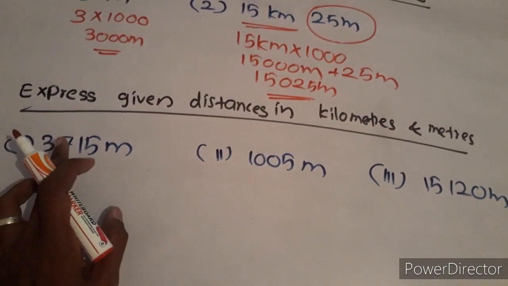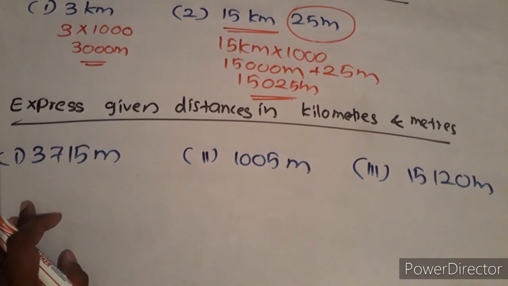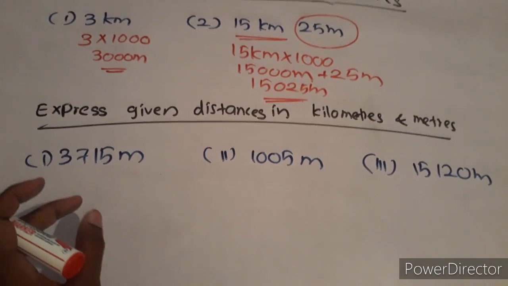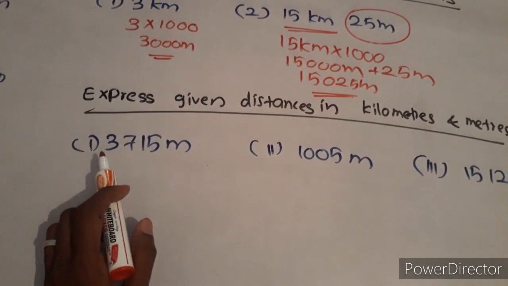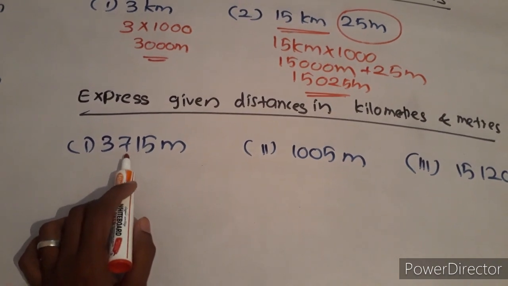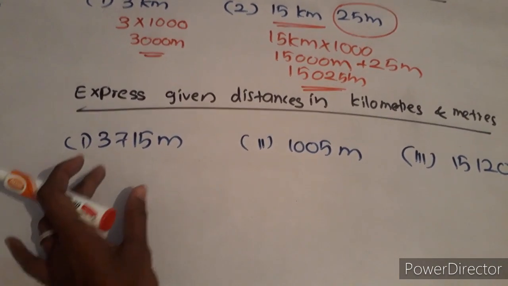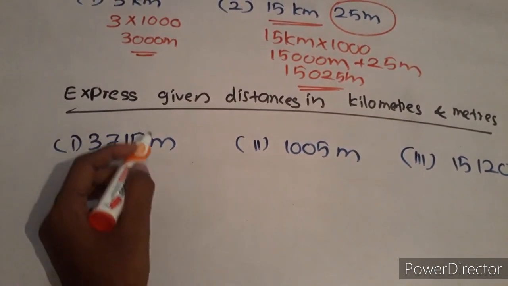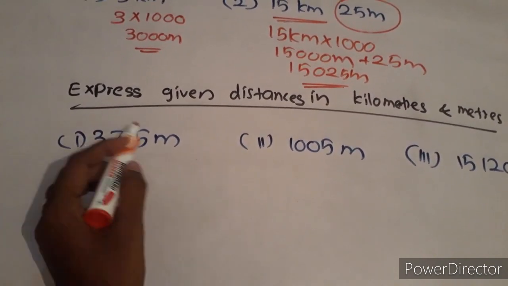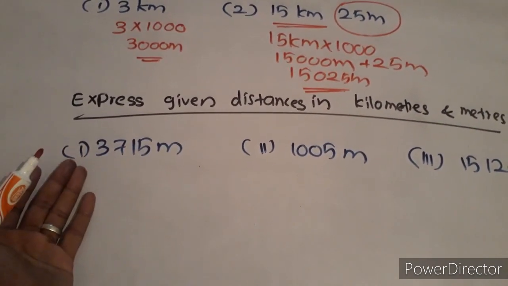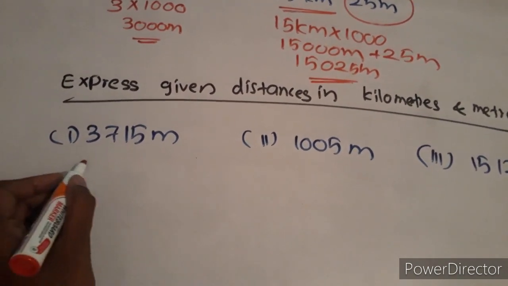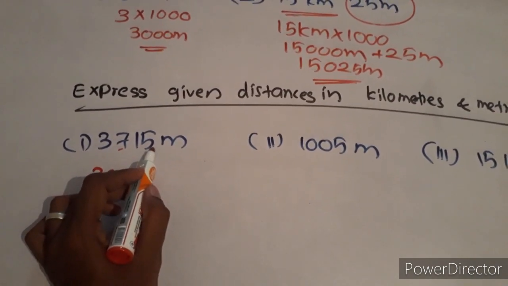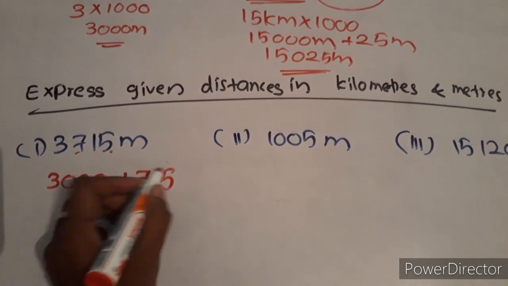Next one, express given distances in kilometers and meters. We have to convert into kilometers and meters. We have to mention it in kilometers and meters. So first one, 3715 meters. So we have to separate kilometers and meters. First we have to write it as 3000 plus 715. We can write it like this.